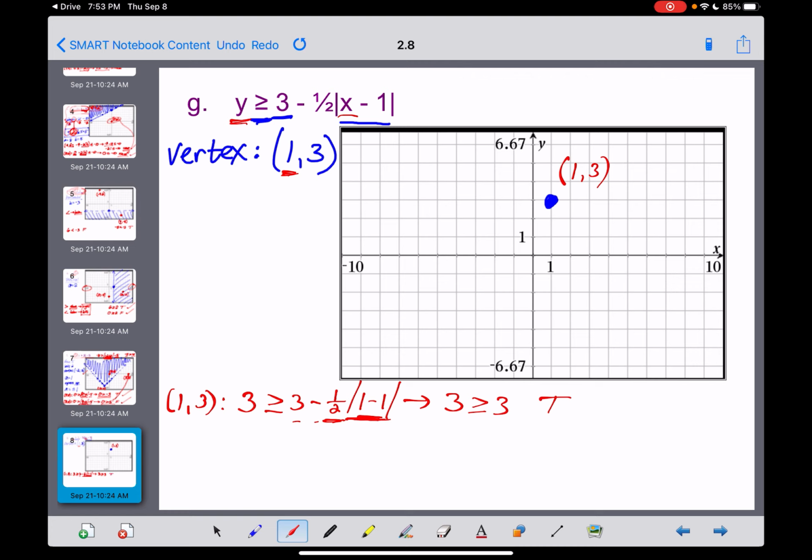That's a true statement because of the or equals to, but more importantly because the numbers on the left and the right were the same. In this case, they're both 3. That tells us that we're dealing with our vertex. Good. So we found the vertex.